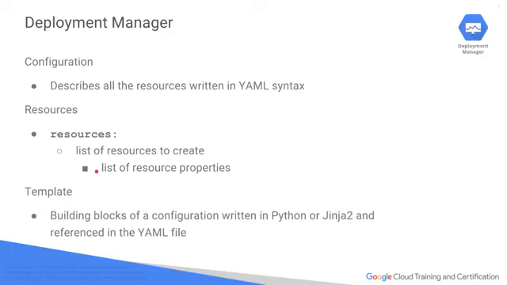So this could be a load balancer and certain properties, a firewall with firewall rules, virtual machines with virtual machine types and templates. So all of these are going to come, and you will include these different services utilizing templates. Now templates are going to be the building blocks of a configuration. These are written in either Python or Jinja 2. They're also going to be referenced in the YAML file.